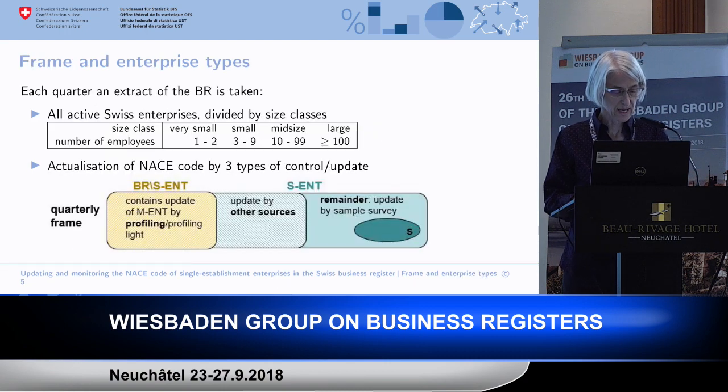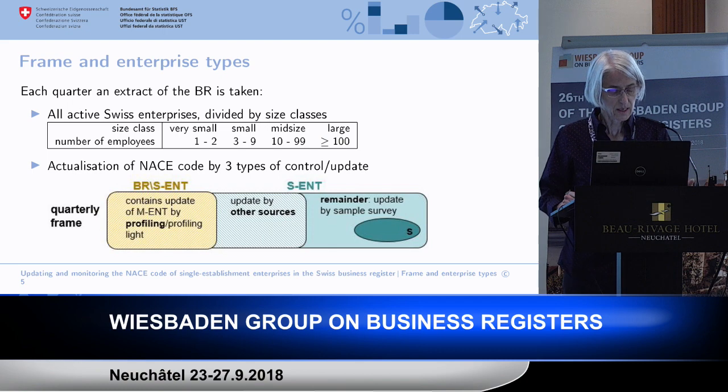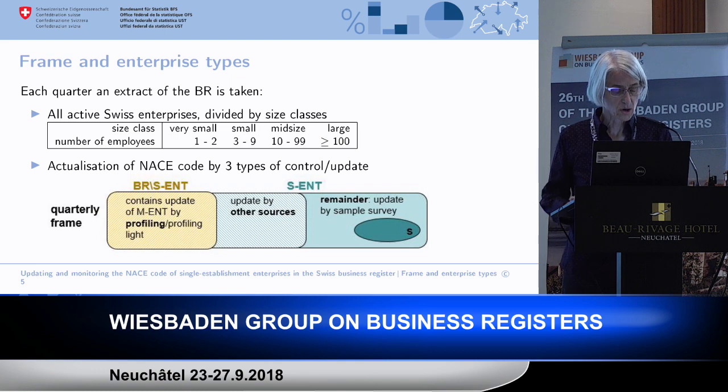Each quarter an extract of the business register is taken, called the quarterly frame, the figure down here. It includes all active Swiss enterprises divided by 4 size classes: the very small enterprises with 1 or 2 employees, the small ones with 3 up to 9 employees, the mid-size with 10 up to 99, and the large enterprises with at least 100 employees.